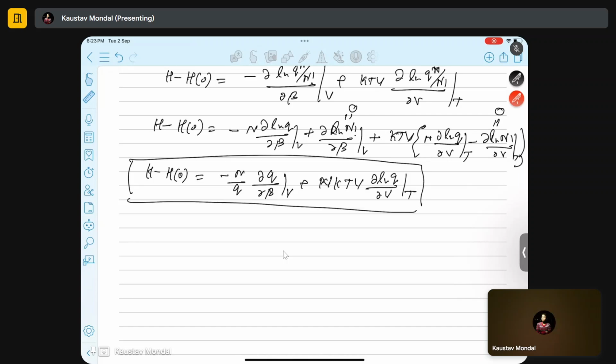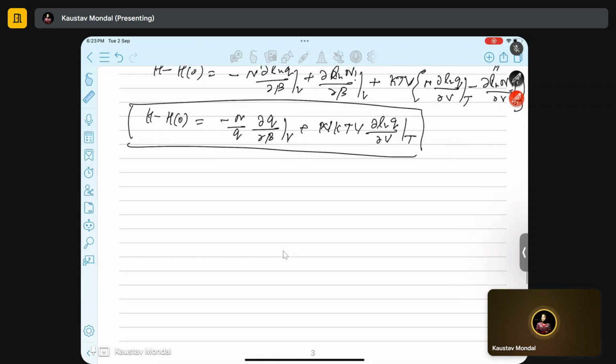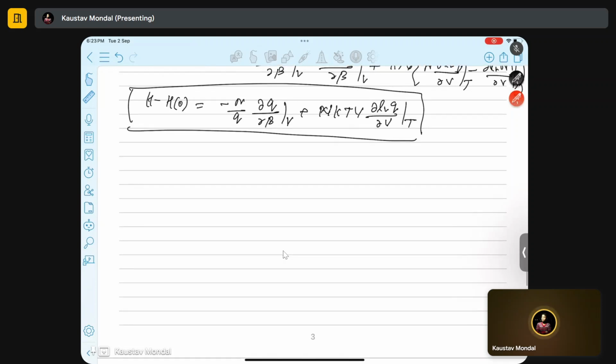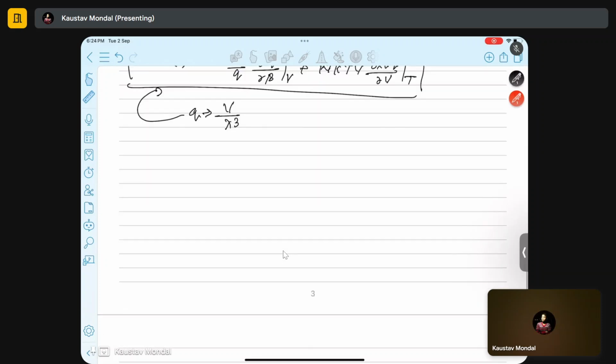Now the thing is, for a 3D system, the translational partition function, q, is nothing but the translational partition function. The expression of this translational partition function you already know is V by lambda cube, right? Lambda is the thermal wavelength.